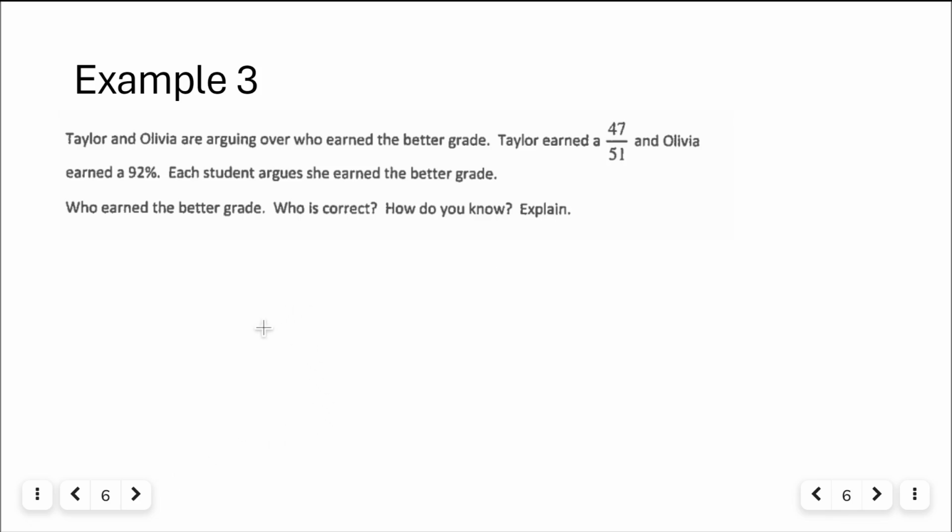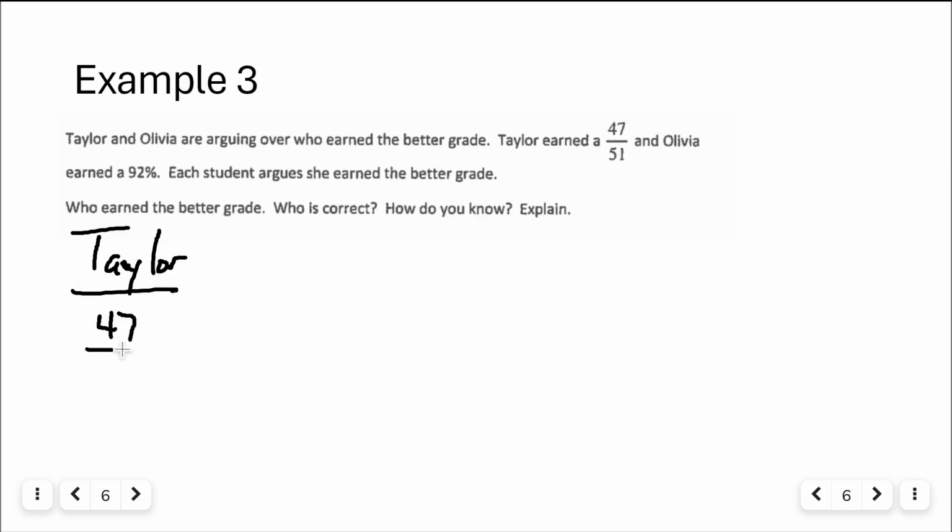Okay, Olivia and Taylor are arguing over who had the better grade. Taylor earned a 47 out of 51, and Olivia earned a 92%. Each argued that they have the better grade. Who got the better grade? Who's correct? And how do we know? Okay, so let's talk about Taylor first. Taylor's the one that's going to take a little bit more work.